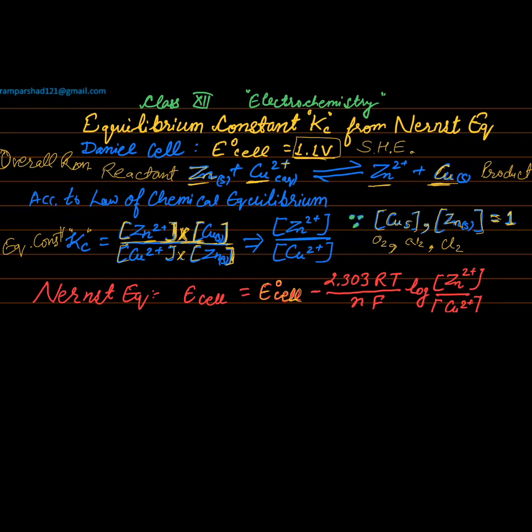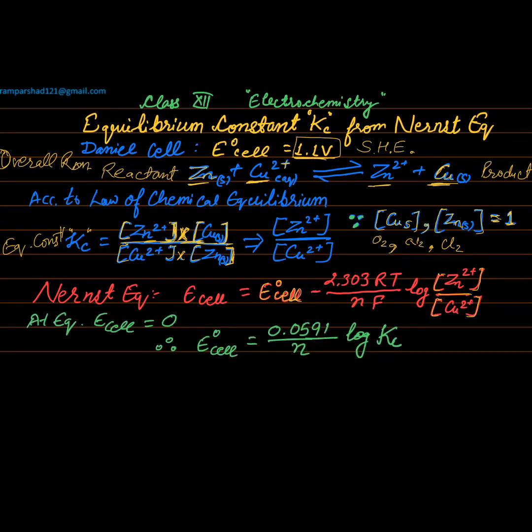And next is the concentration terms, that is zinc 2 positive ion and copper 2 positive ion. So this thing we have discussed in the Nernst equation calculation.